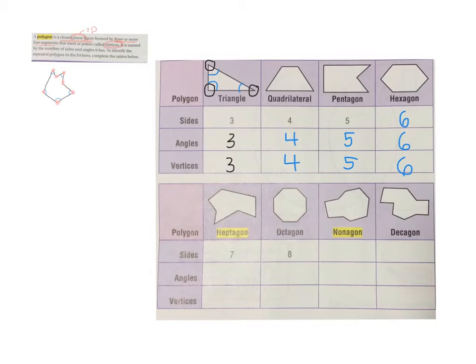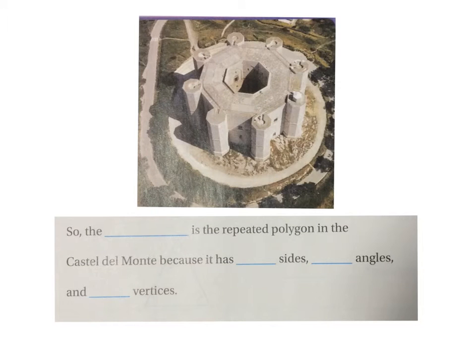Complete this work for the heptagon, octagon, nonagon, and decagon. Based on what we now know about naming polygons, what is the polygon that's repeated over and over again in this beautiful Italian castle? Everyone? Octagon. How do you know it's an octagon?